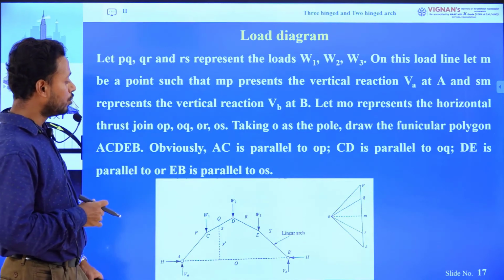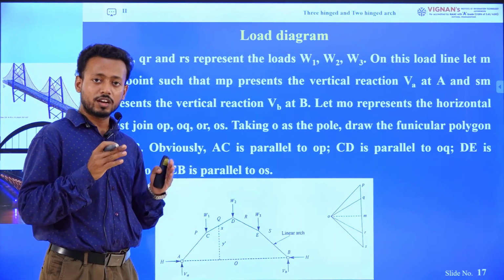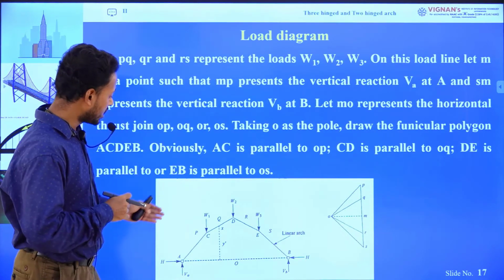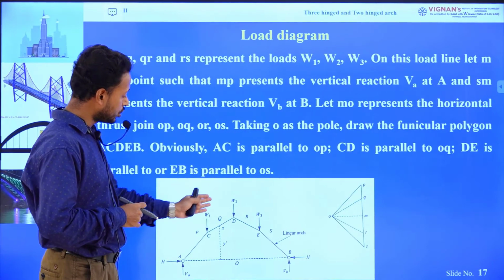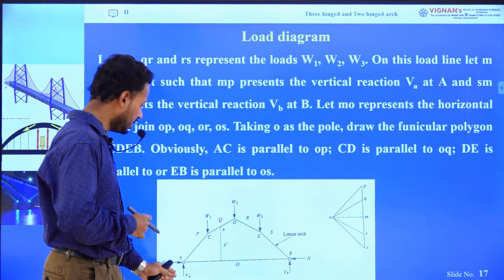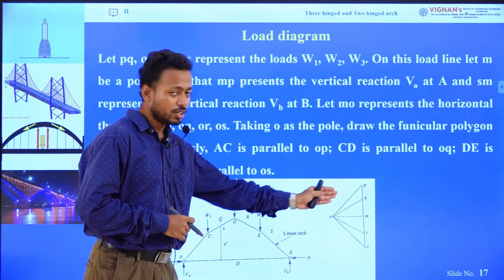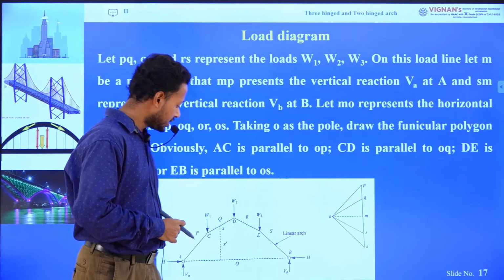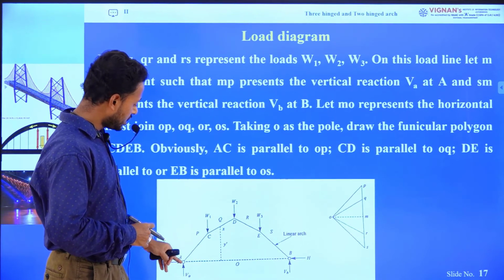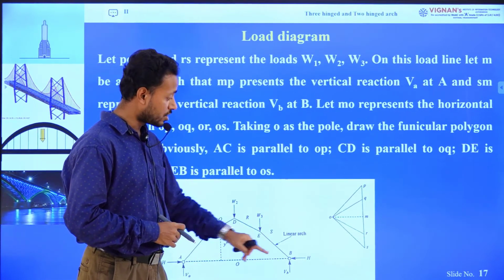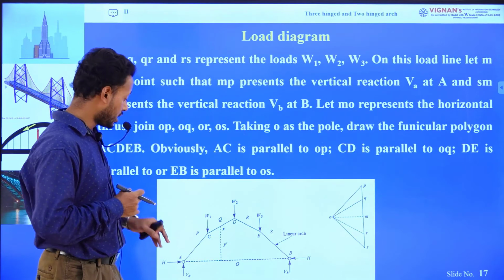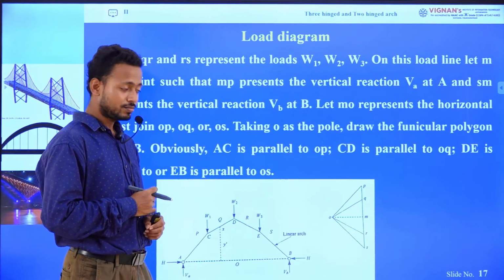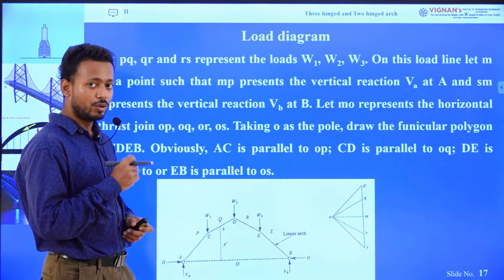Now we will represent all the vertical and horizontal forces in a single diagram. What are the vertical forces? W1, W2, W3, VA, VB. We will draw them here. What is the horizontal force? H. We will draw that here, and also draw this straight line, so that we will be able to calculate what tension is acting in this member. So let's draw the load diagram.